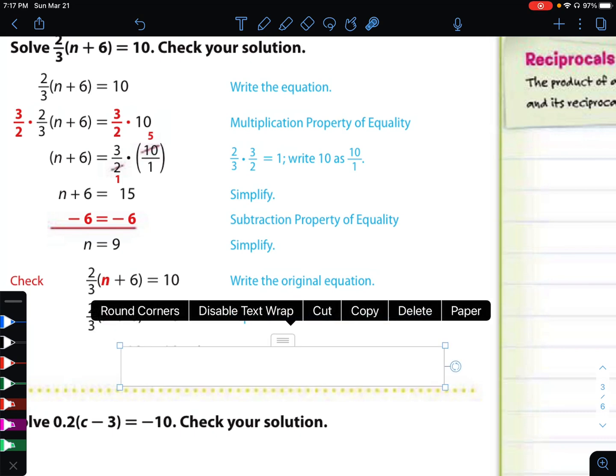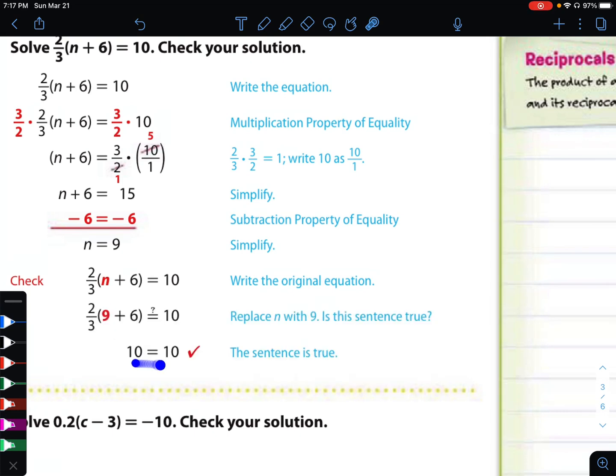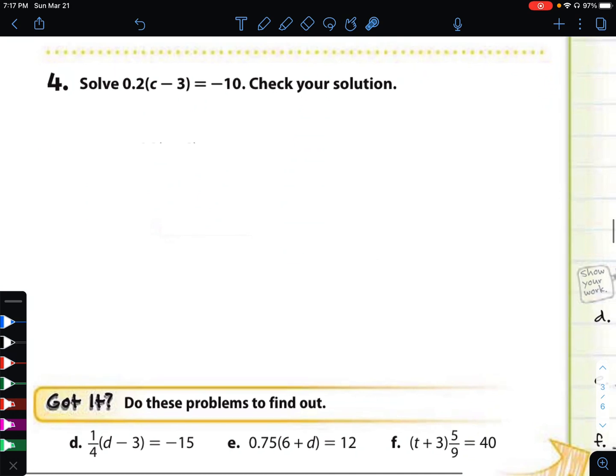Okay, where is it? There you go. And we know that 10 is equal to 10, because 9 plus 6 is 15, and 2/3 of 15 is 10, and we've checked our solution. Let's take a look at another equation.